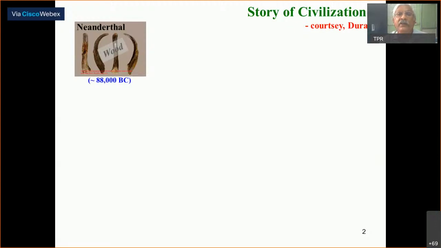So, to give a broad introduction to the idea of materials, it is basically the story of civilization. It's borrowing the title from Durant's. Millennia ago, it was Neanderthals. They used wood as the tool.